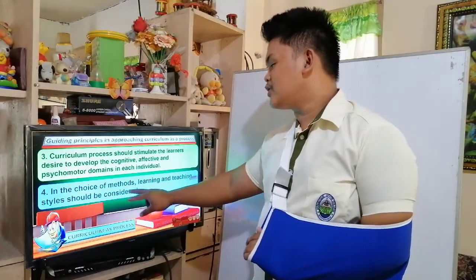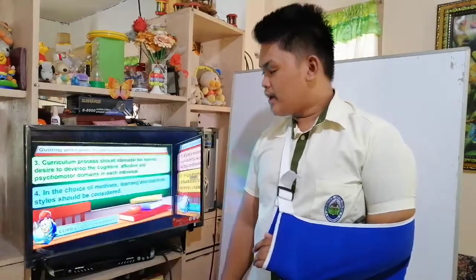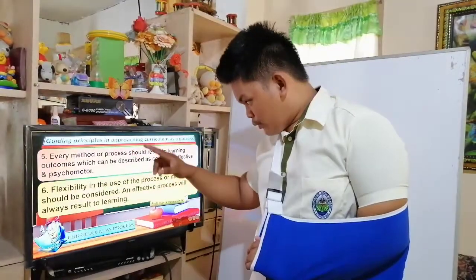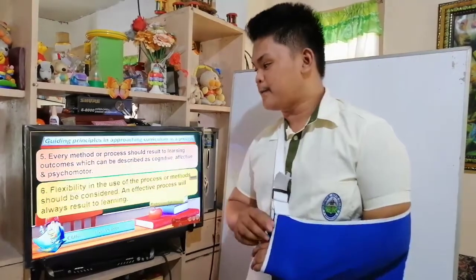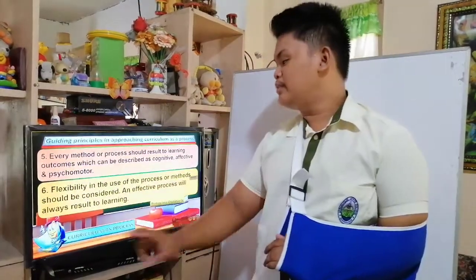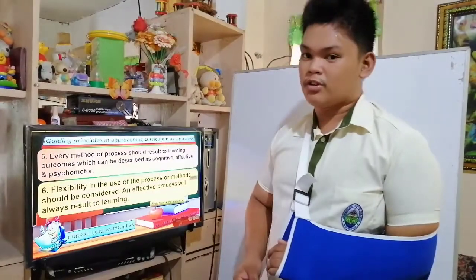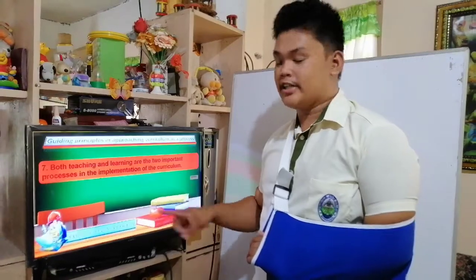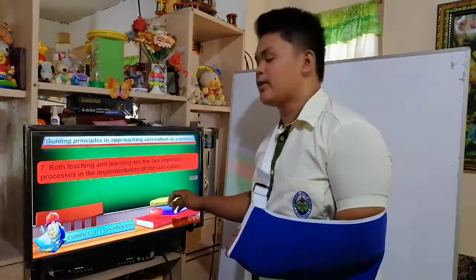Number 4, in the choice of methods, learning and teaching styles should be considered. Number 5, every method or process should result in learning outcomes which can be described as cognitive, affective, and psychomotor. Number 6, flexibility in the use of the process or method should be considered. An effective process will always result in learning. And lastly, both teaching and learning are the two important processes in the implementation of the curriculum.